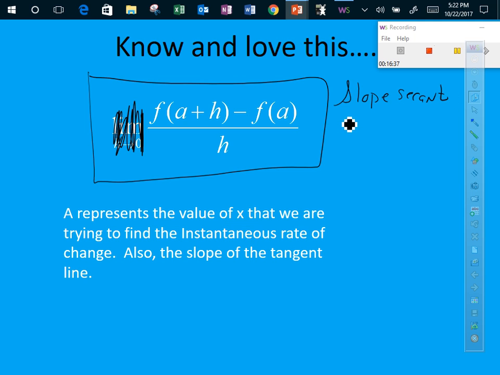Remember, the secant line touches the graph in two places. To turn it into the slope of the tangent line, you need to play with the h and make it really small. That's what that does. So a, good old word, help me and capitalized it. Little a represents the value of x that we're trying to find the instantaneous rate of change. Also, this represents the slope of the tangent line.